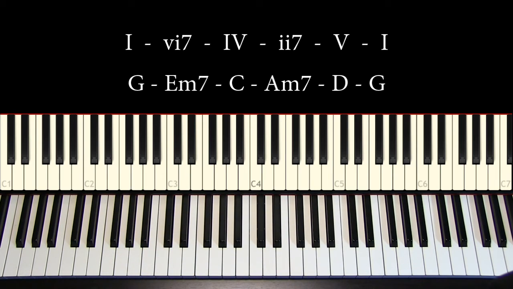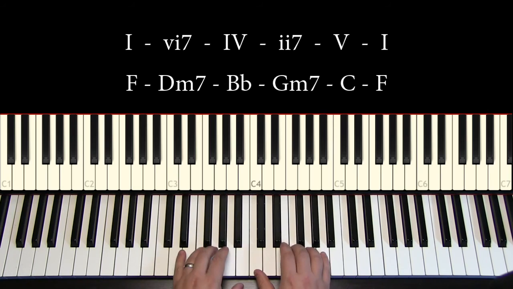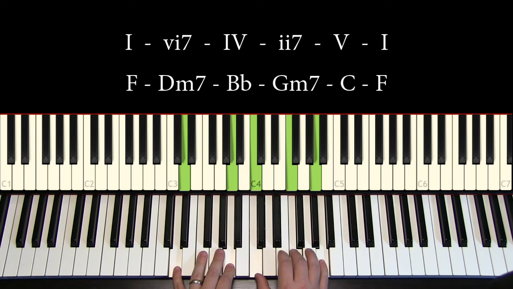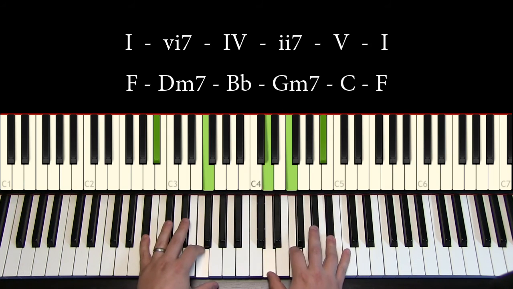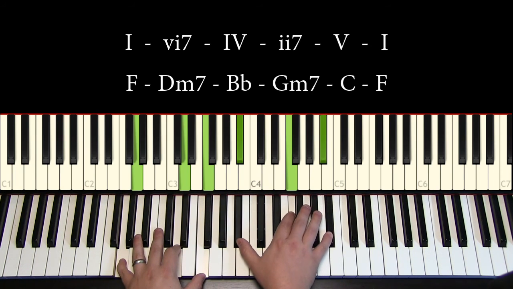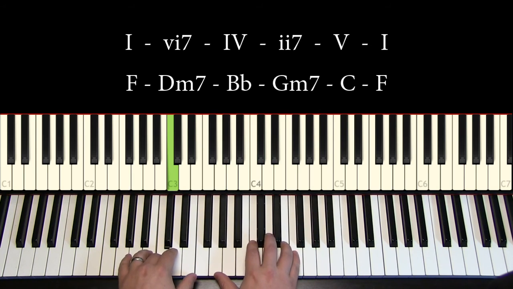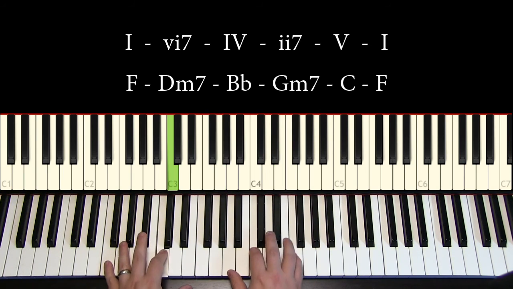Now let's go next to the key of F. Same progression in the key of F. Here's the 1 chord, the 6 minor 7, which is the D minor 7. Now the 4 chord, which is the B flat. Now drop the 3rd to the 2 minor 7, which is the G minor 7. Now to the 5 chord, which is the C. And now back to the 1, F.